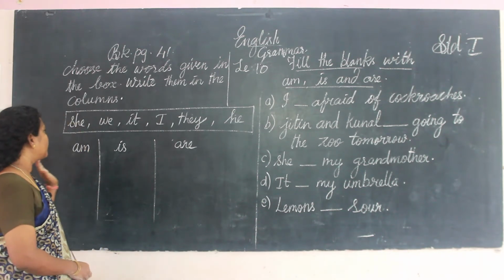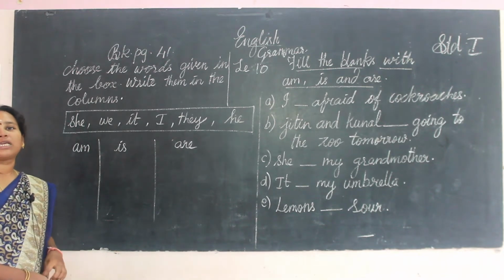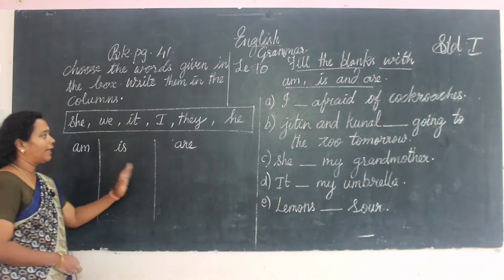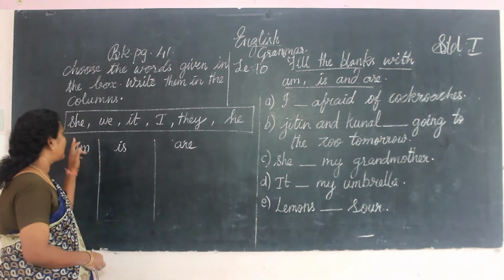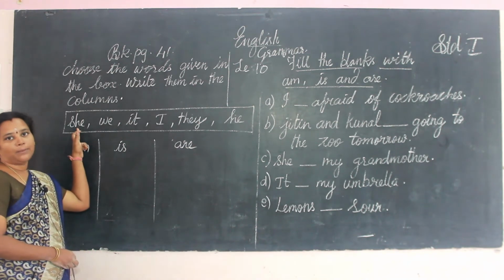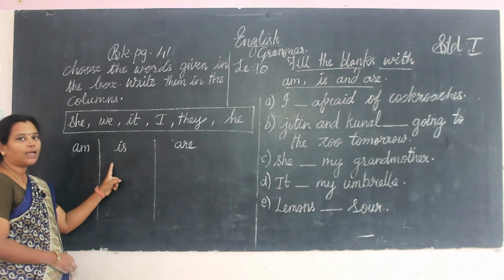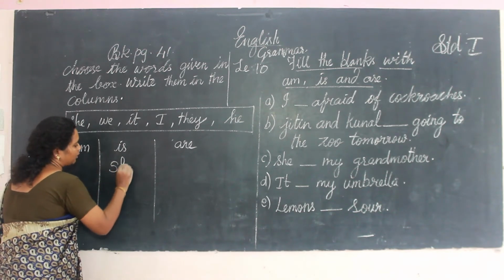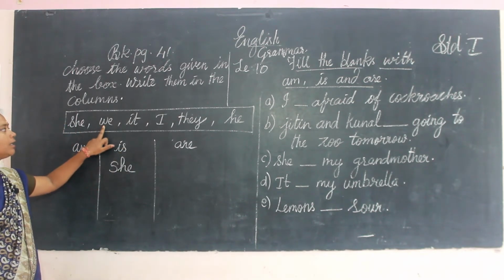Okay. See, what is the first one given? She. S-H-E. She is given to you. So, where will you write? You will write in am, is, or are. We know that she is a singular person, a single person. So, what will we write? We will write in the is column. Okay. Write down S-H-E, she.